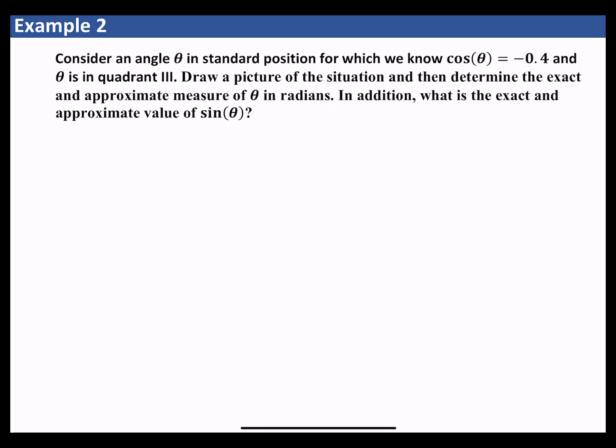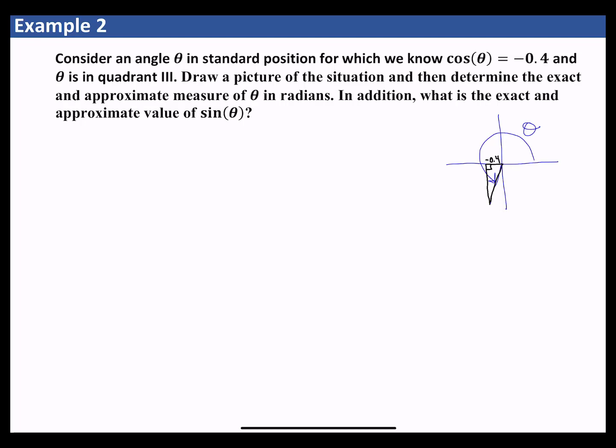Okay, so we got to be careful on this one. We know that theta is in quadrant 3. So I just want to remind you, this is theta, that whole angle there. And we could draw a right triangle. We know the cosine is -0.4, so that would be the x-coordinate, which means I know that leg is -0.4. And we're trying to find theta.